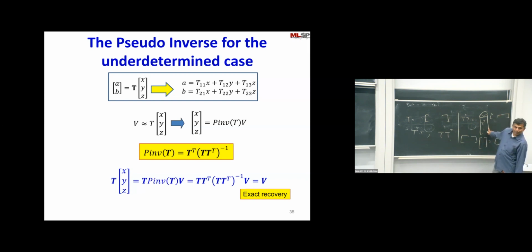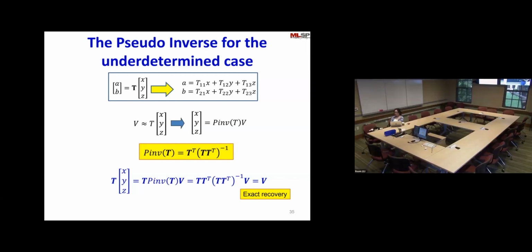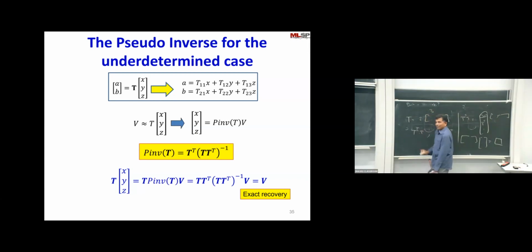What's the rank? Let's say this is a 2 cross 3 matrix, so this is going to be 3 cross 2, and this is going to be 2 cross 3. What is the rank of the product? 2. Is that invertible? It's not, right? It's a 3 cross 3 matrix. So you get the idea, right?